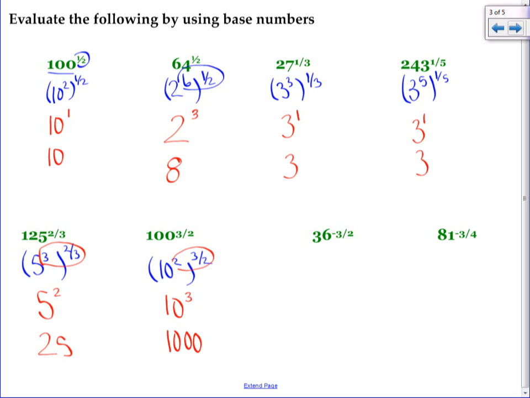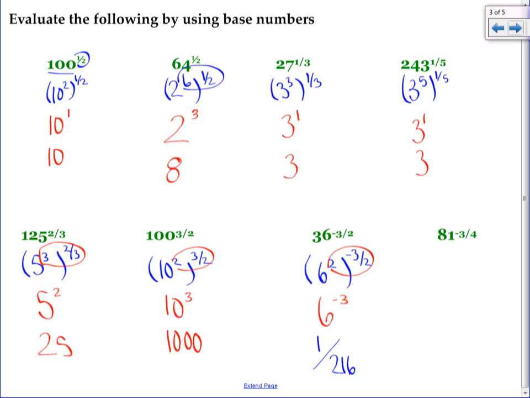It may seem strange that we have to go through this process just to get these answers, but I promise you that knowing these base numbers is going to help you so much in the next chapter. All right, so 36 is 6 squared. We got negative 3 over 2. We multiply these guys. Negative 3. So that's going to be 1 over what? What's 6 to the third power? Okay, so there's your answer for that one.